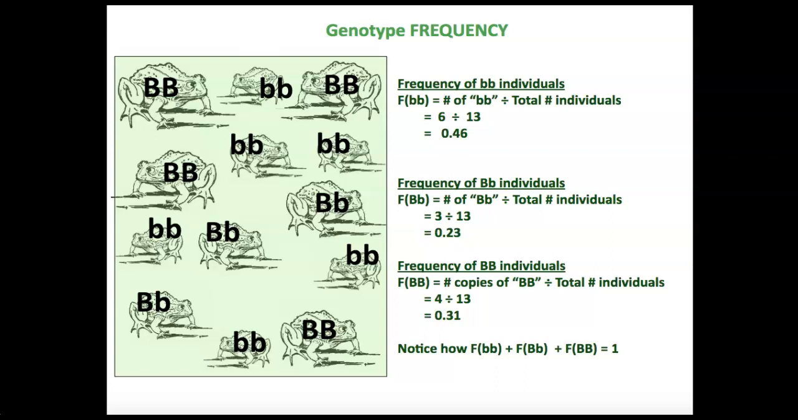The last one is the frequency of homozygous dominant individuals, where the frequency of big B individuals is 4 divided by 13, the total number of individuals in the population, and that equals 0.31 or 31%. So notice again that the frequency of the homozygous recessive, frequency of heterozygous, and frequency of homozygous dominant individuals equals 1. 0.46 plus 0.23 plus 0.31. Those values added together equals 1.